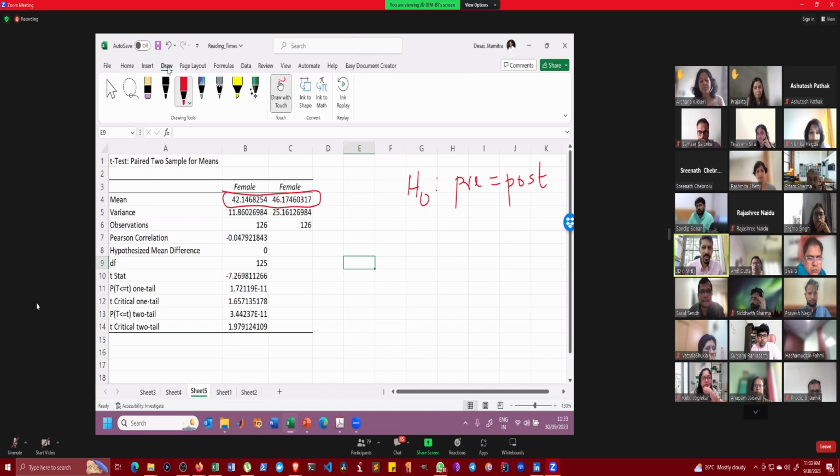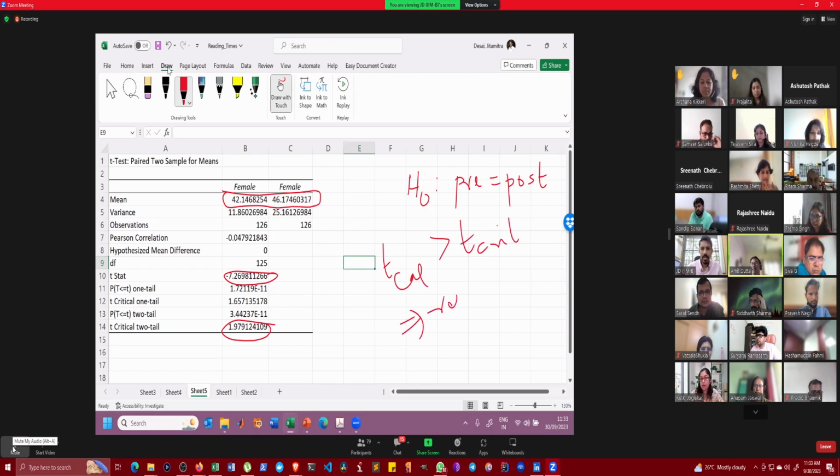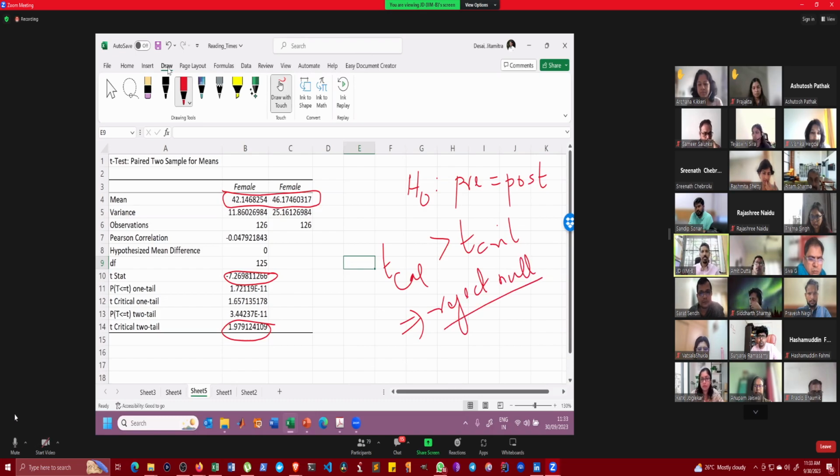So what is the test here? T calculated is 7.2. T critical is 1.97. T calculated more than T critical implies what? Reject the null. Reject the claim, which means reading time before and after are not equal. In fact, it has increased significantly, right? You can clearly see that in the sample average. Okay. So the ad has worked.